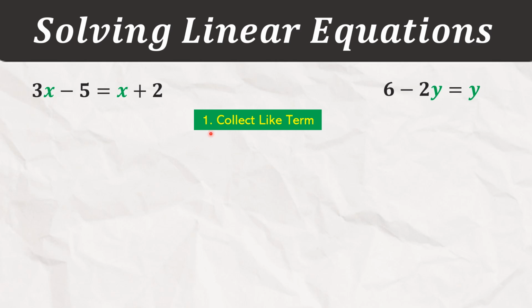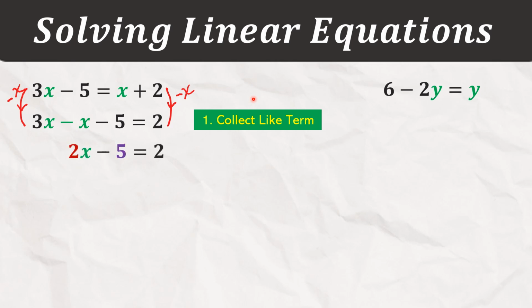So let's take a look at the first equation. On the left, what I'm going to do is I'm going to remove x on the left hand side, and I remove x on the right hand side still. So basically, I combine the mafia terms together. To do this, I will be able to get 3x minus 5 equals to 2. So I simplify, I will be able to get 2x minus 5 equals to 2.